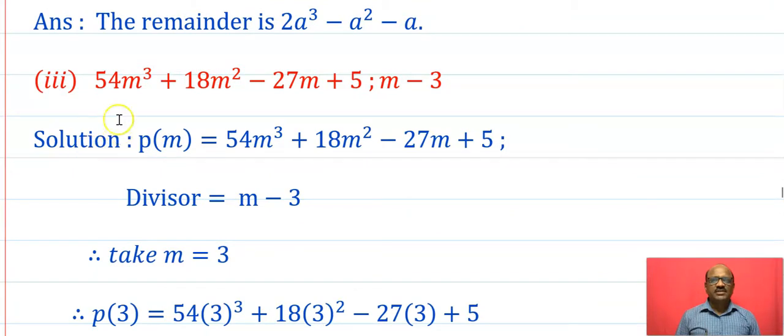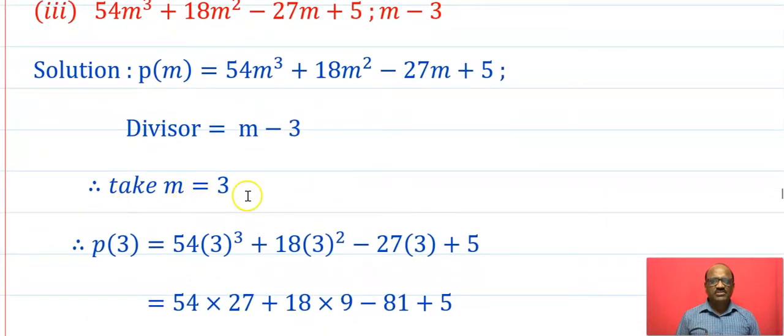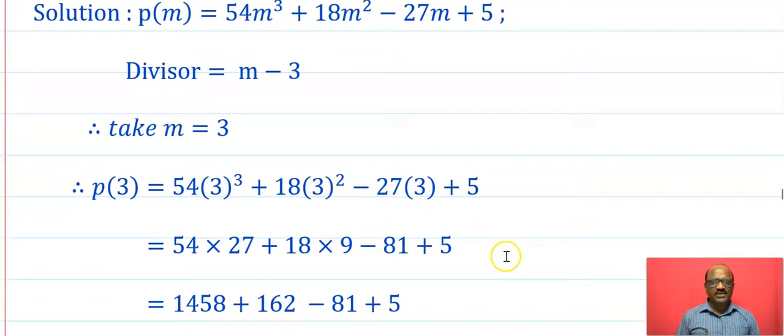Next example is 54m cube plus 18m square minus 27m plus 5, and the divisor is m minus 3. Again we write this polynomial, divisor is m minus 3, therefore take m equal to 3. Now replace here m by 3, that is p of 3 is equal to 54 into 3 raised to 3 plus 18 into 3 square minus 27 into 3 plus 5.